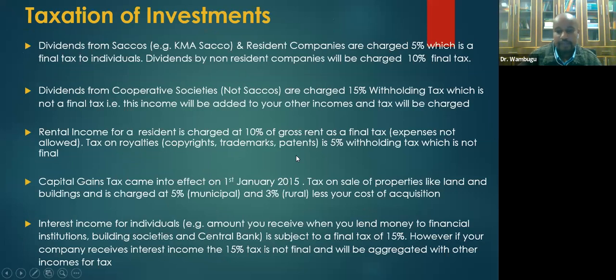Now, the interest income, that is the amount you receive when you lend money to institutions such as financial institutions, building societies, central bank, is subject to a final tax of 15%. But you remember I said that for bonds which have a maturity of more than 3 years, that is non-taxable income. However, if your company receives interest income, so in other words you've done this investment in the name of your company, the 15% tax is not final and it will be aggregated with other incomes. So if your practice has invested in a financial institution, the person paying the interest will withhold 15%, but that is not a final tax. It will still be aggregated with the other incomes of the company, and then that will be taxed.